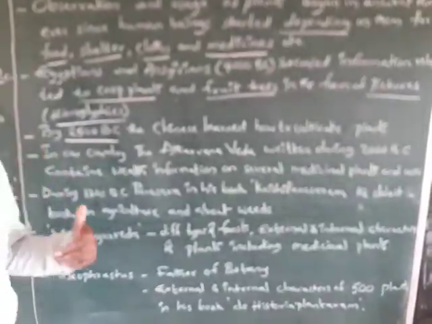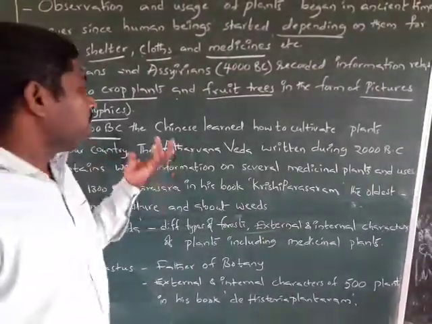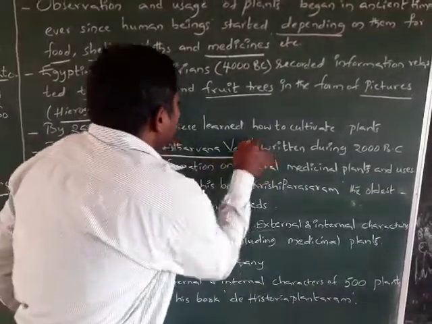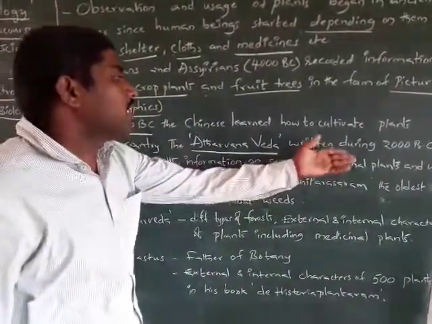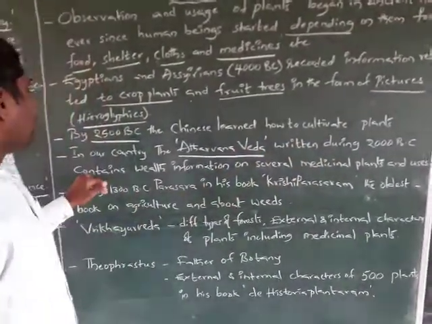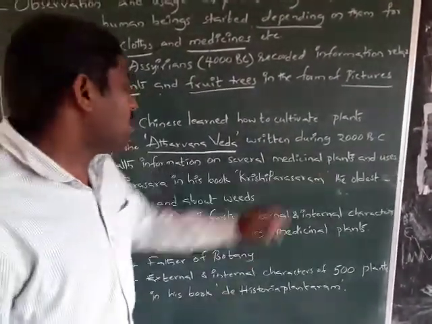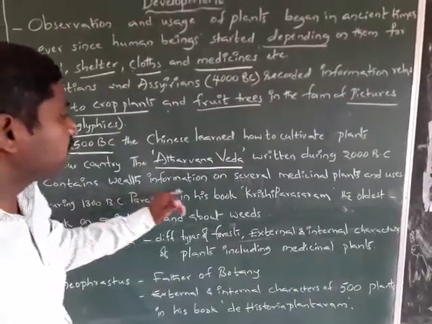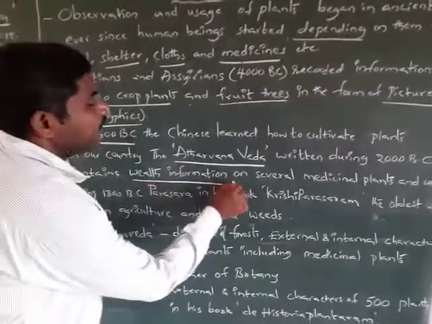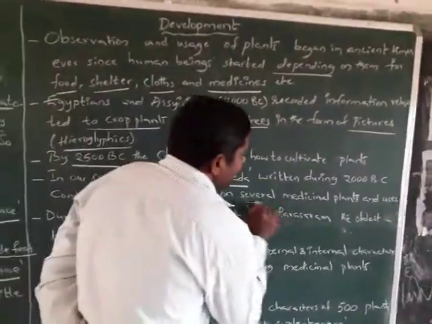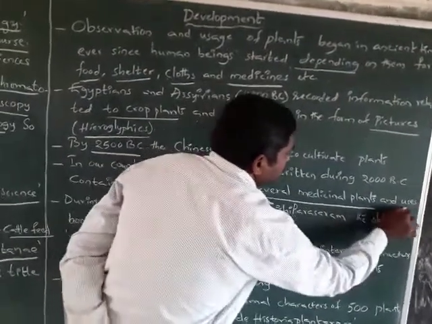Here in our India, the Atharvana Veda, written around 2000 BC, contains wealth of information on several medicinal plants and their uses.